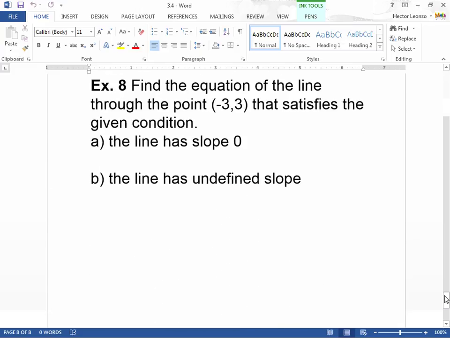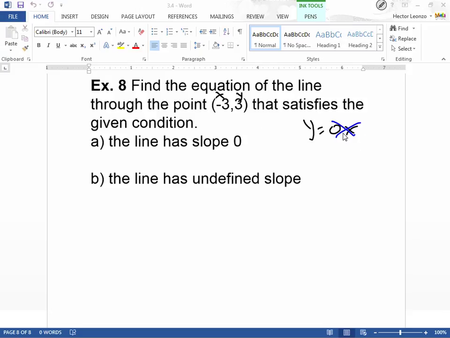Now find an equation of the line through the point negative 3, 3 that satisfies the given condition. The line has a slope of 0. So if we started with y equals 0x, because the slope is 0, and then plus b. The important thing about 0 is that this term is going to go away. So it's just going to be y equals something, right? Y equals a number. I know my point here, this is my x, this is my y, so I don't have to do much work.